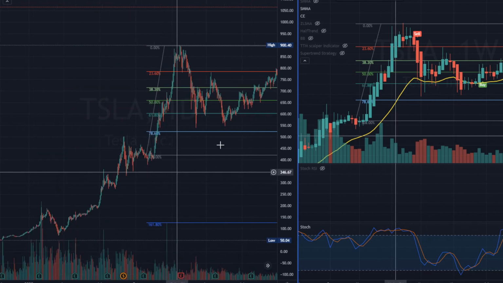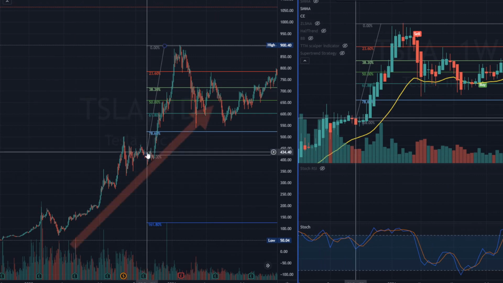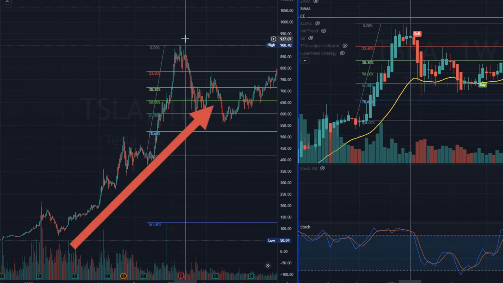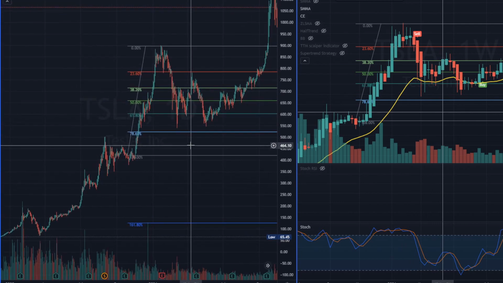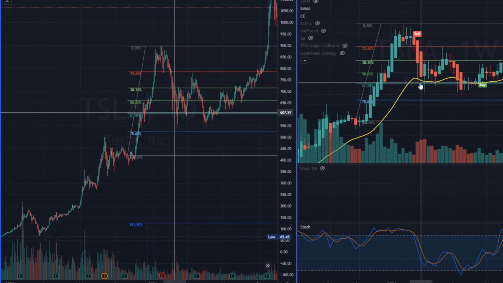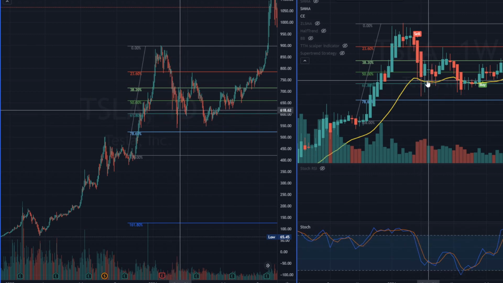It's been on an uptrend. If we look at the daily, it's been on an uptrend, and we missed this capture here. And now we want to get in at the best location, the best area for the pullback. It went up, bounced here below the 61%. But if you look at the stochastic RSI, it's on a downtrend.